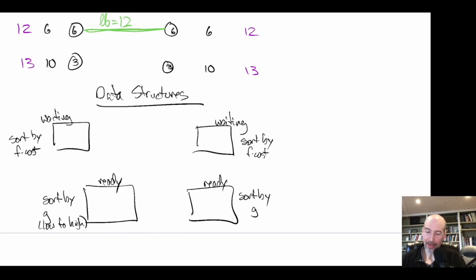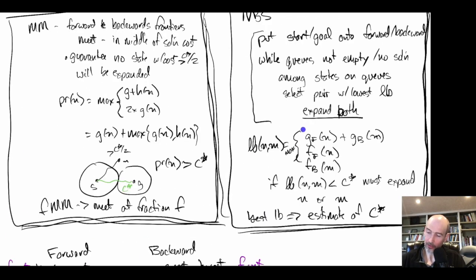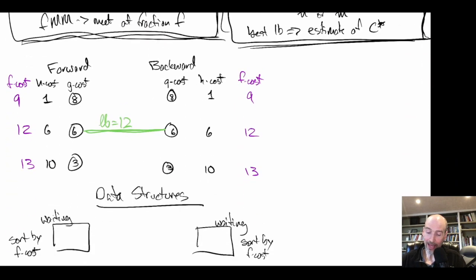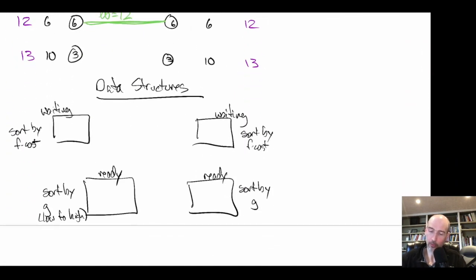Okay, and the idea here is that if we think about our conditions up here, we have three conditions. If we're going to expand it, then the forward f cost has to be less than C star. The backwards has to be less than C star. And then g plus g is also less than C star, because that's where we get our necessary expansions. So we're going to be estimating C star. And what we're going to do is start by putting states into the waiting list. And when we do this, they're sorted by f cost. We're going to get the minimum possible f cost.